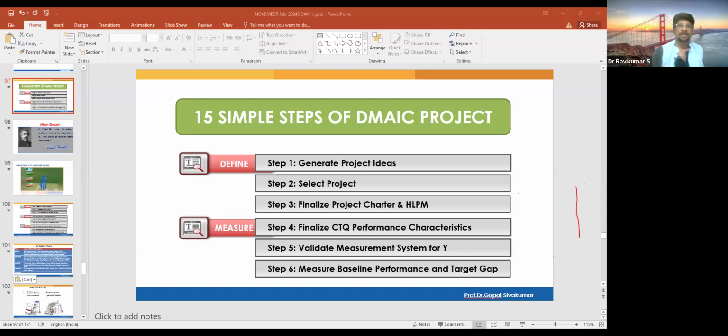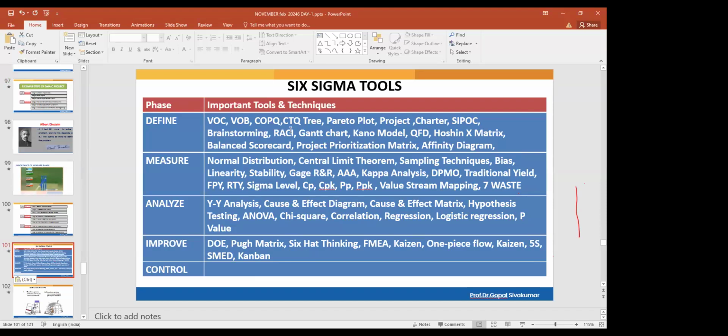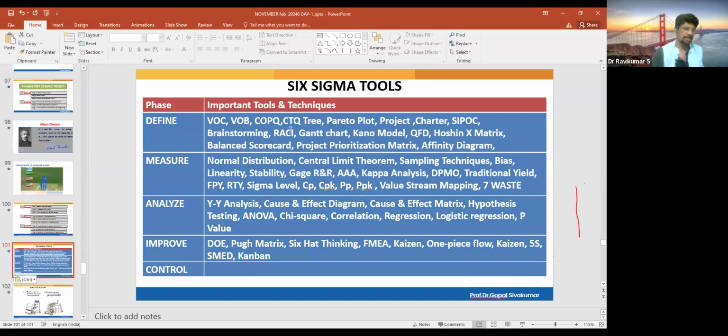VOC is one of the ways to collect the voice of the customer. Then comes the VOB. What is VOB, guys? Voice of the business. Yes, voice of the business.